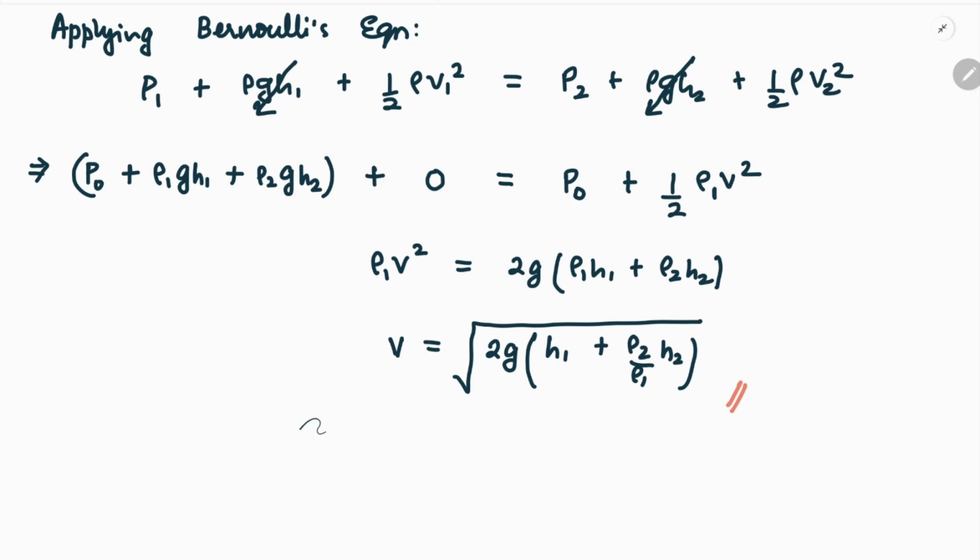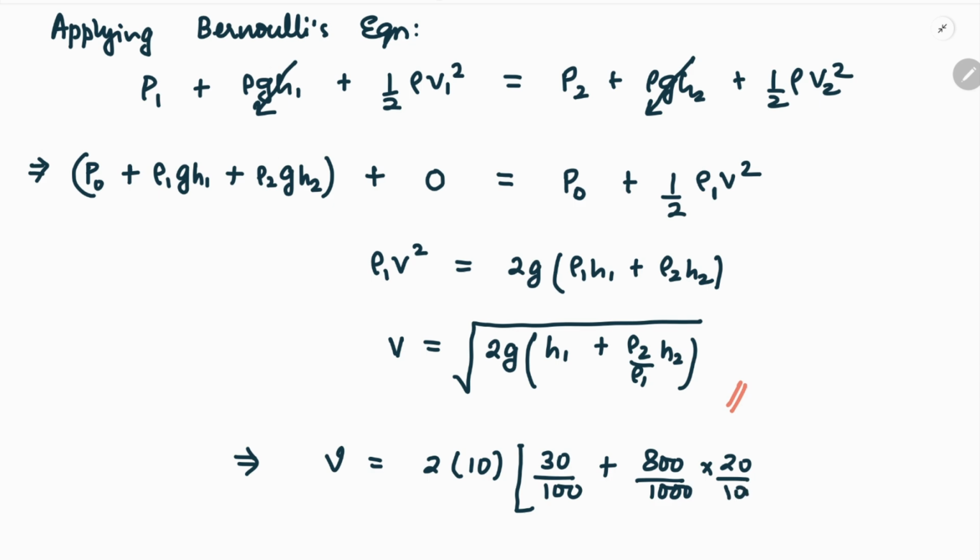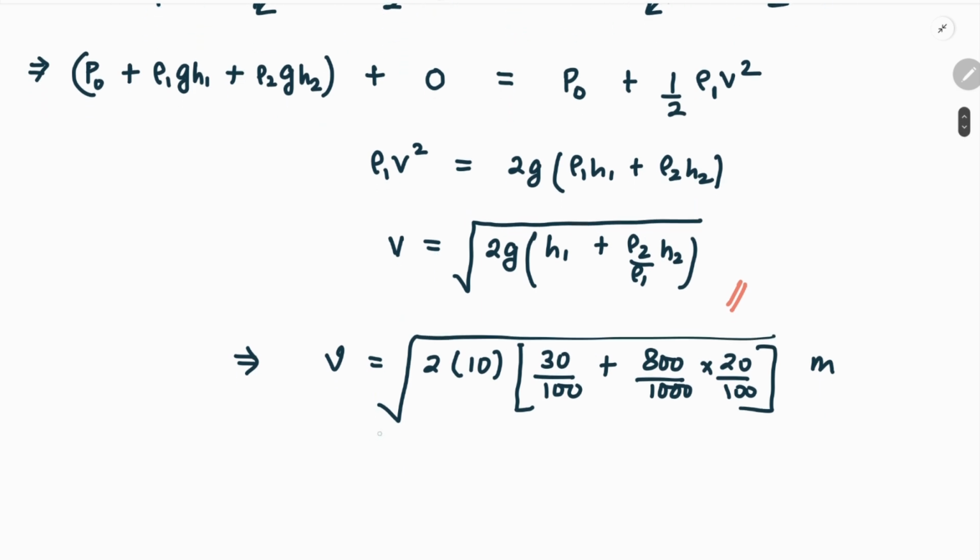Now the problem is asking us to calculate this value. So for calculation, we put in the values the way they are given to us. 2g into H1, where H1 is 30 centimeter, plus rho 2 by rho 1, that is kerosene by water, 800 by 1000, into H2. H2 over here is 20 centimeter, so 20 by 100, all under square root. This value is in meter per second, and on solving we obtain V equals 3 meter per second. And this is the final part of this problem.